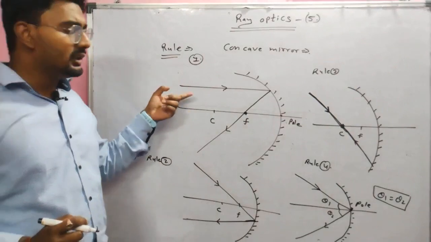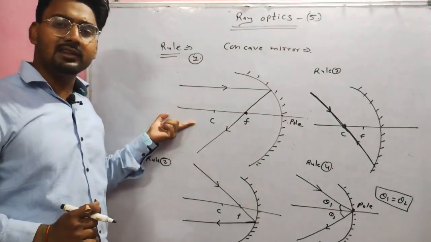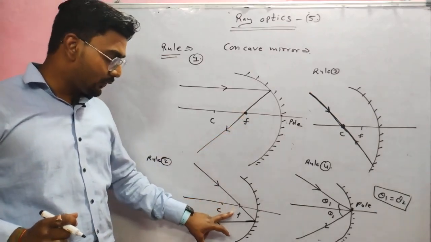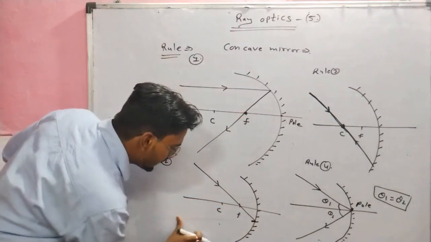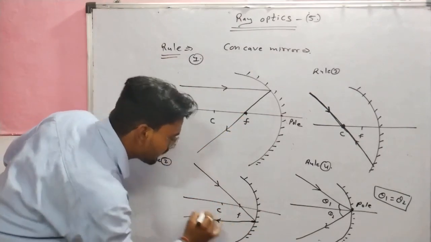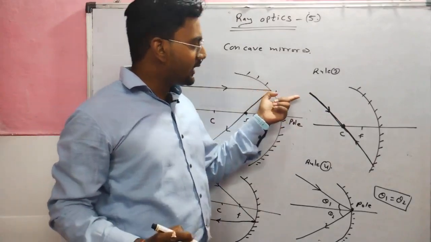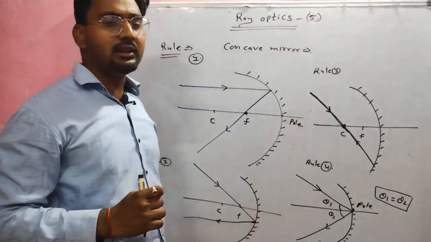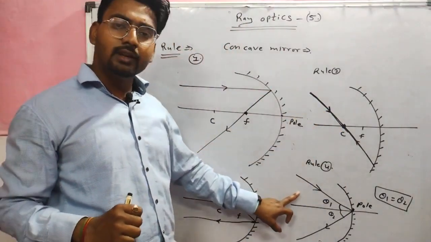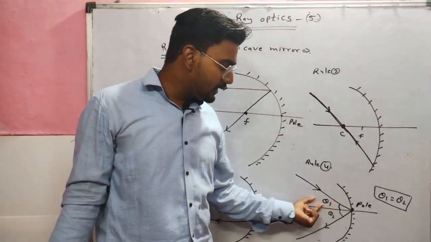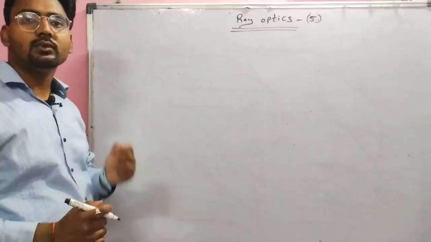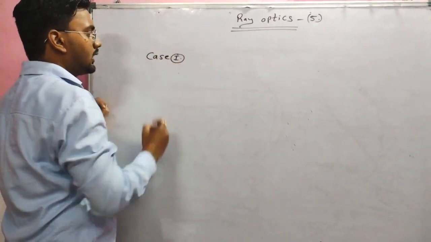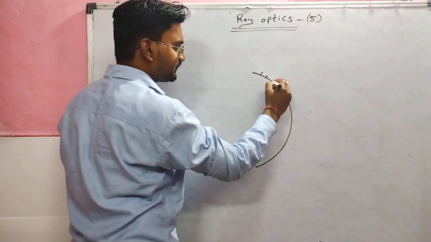We revise it. When a light ray is coming parallel to the principal axis, then after reflection it reflects from the focus, and when a light ray is coming to the focus, then after reflection it goes parallel to the principal axis. And rule number third is that when a light ray is coming to the center of curvature, then it will reflect along the same path from the center of curvature. And rule number 4 is that when a light ray is coming at some angle from the principal axis, then it will make the same angle. Okay, we are taking different cases for the concave mirror.